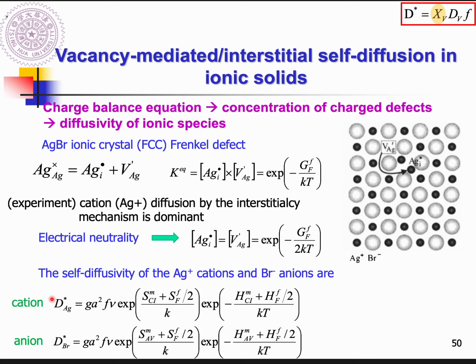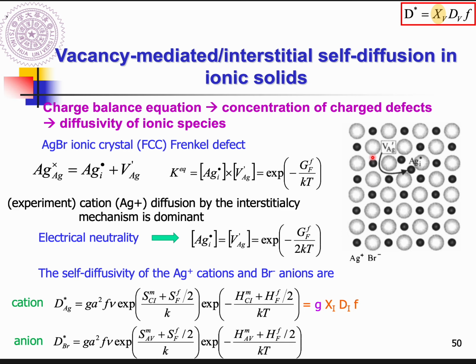As long as we know the fraction, we can simply write down the diffusivity for silver and also the bromide. For silver, D will be, because silver becomes the interstitial defect, D_i. We need to know the diffusivity of this interstitial defect and also the fraction of interstitial defect times f, and G is due to this being an ionic material.